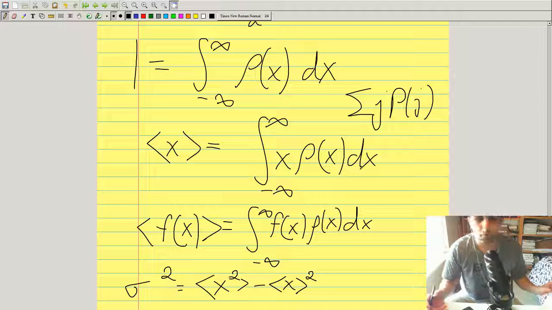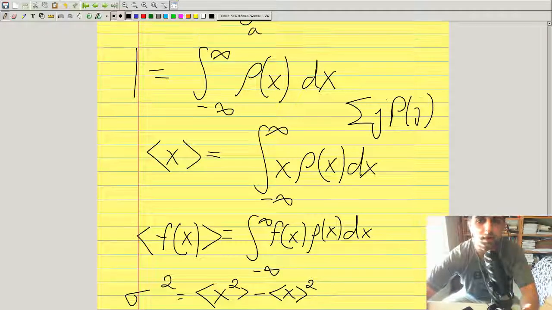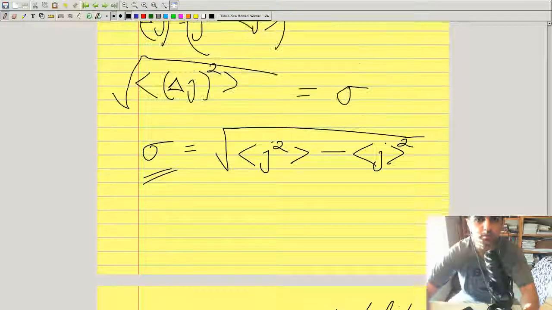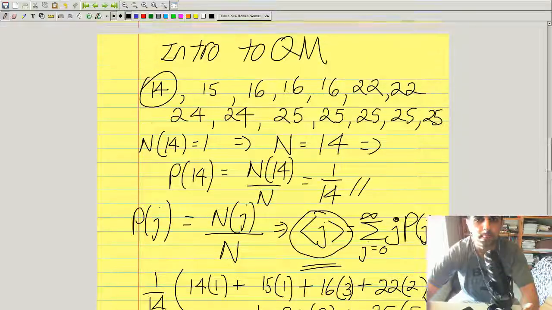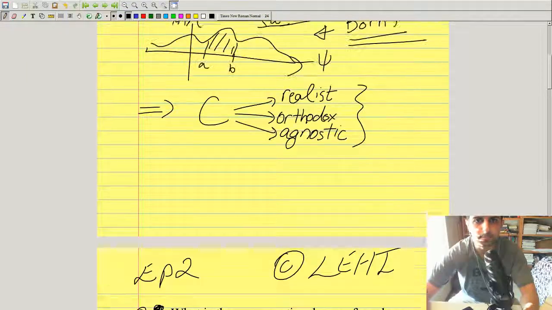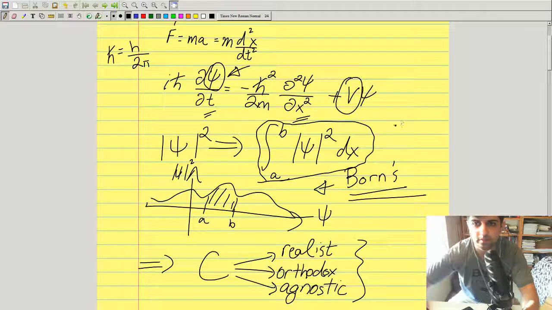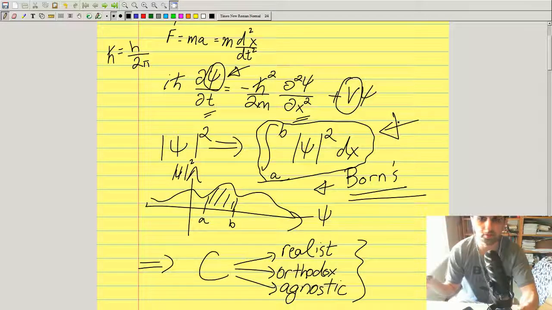Now, how does this relate to the first episode, where we had psi? I'm going to show it to you again. I wish I could jump to pages. Probably a way to do it. But how does this relate? Well, it's this term right here. This is the Born statistical interpretation. The probability that a particle would be between position A and position B is the integral from A to B of psi squared dx. That psi squared right here is rho of x.